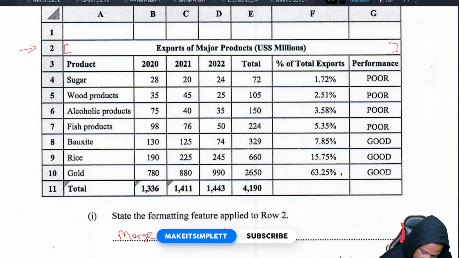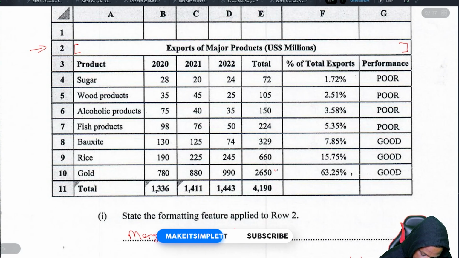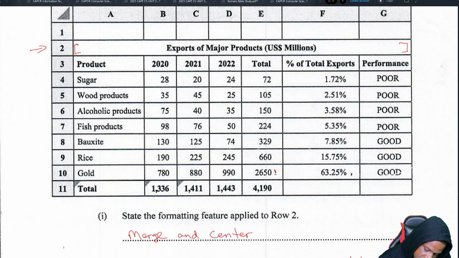So in descending order, first will be this one, that's 2,650. Second will be 660. Third will be 329. Fourth will be 224. Fifth will be 150. Sixth will be 105. And seventh will be 72. That looks like descending order to me there. Yeah. So basically, this table is in ascending order by total. I don't know if that was their plan, but that's what it is.